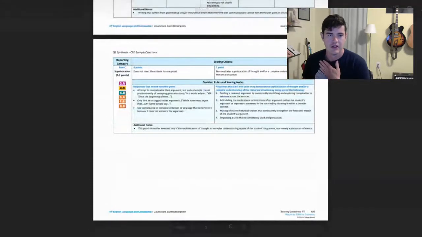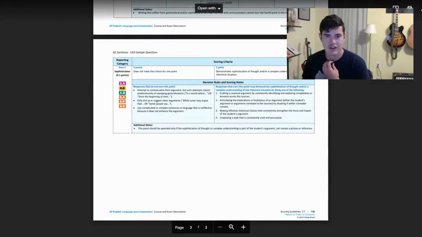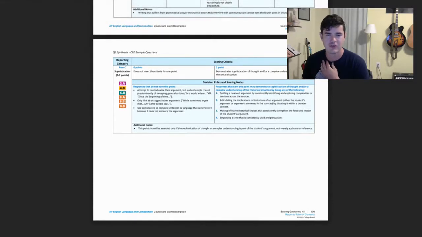And then the sophistication point, demonstrating sophistication of thought and/or complex understanding of the rhetorical situation, meaning crafting a nuanced argument by consistently identifying and exploring complexities and tensions across the sources, or articulating the implications and limitations of an argument by situating it within a broader context, or making effective rhetorical choices that consistently strengthen the force and impact of the student's argument, or by employing a style that is consistently vivid and persuasive. So they throw in that same clause about how if you're just an amazing writer, you can perhaps get the sophistication point.